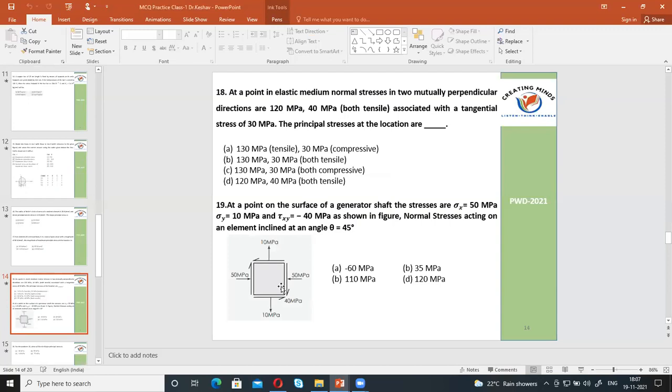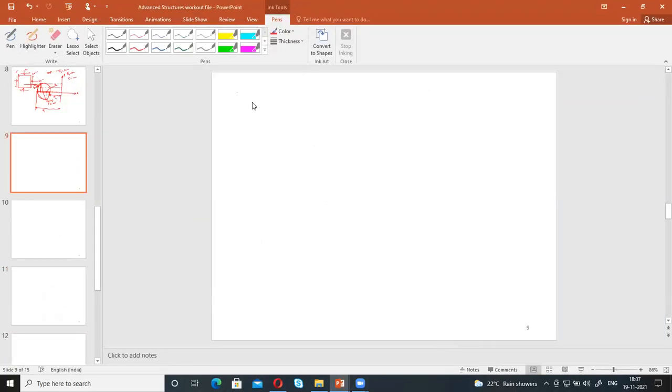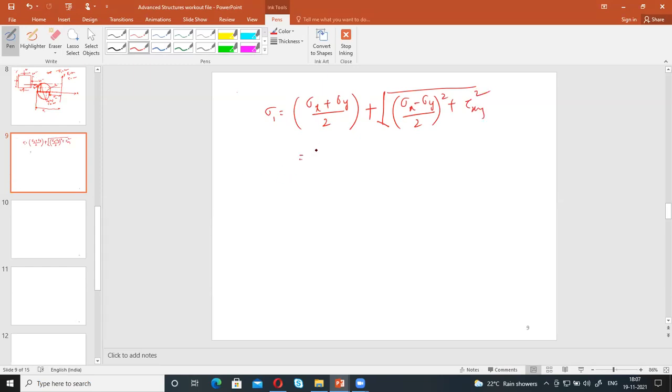Sigma x plus sigma y. Yes. See, the equation is sigma 1 equals sigma x plus sigma y by 2, plus the maximum, square root of sigma x minus sigma y by 2 whole square plus tau xy square. What is the value of sigma x? 120. What is the value of sigma y?